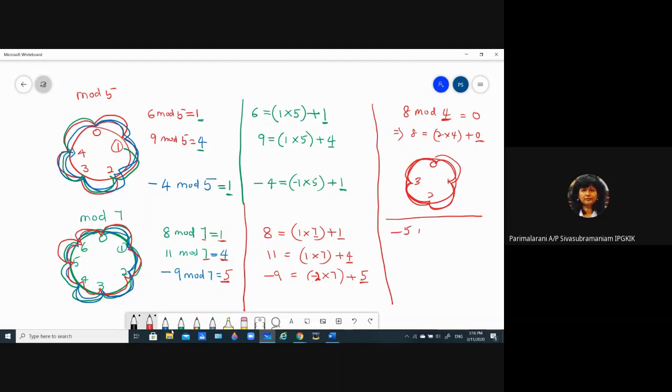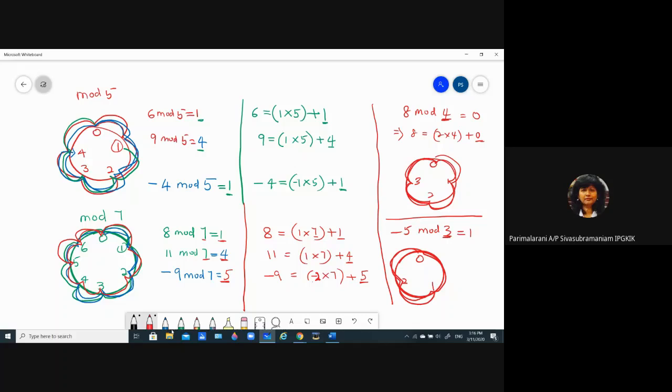Negative 5 mod 3. Okay, let's draw first. Mod 3, so how many numbers here? 0, 1, 2. Negative 5, move anti-clockwise 5. Okay? 1, 2, 3, 4, 5. So this ends in 1.